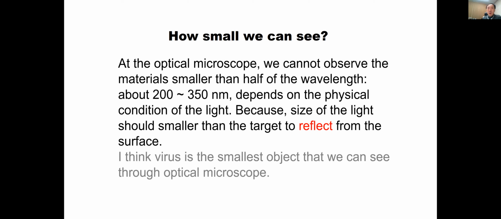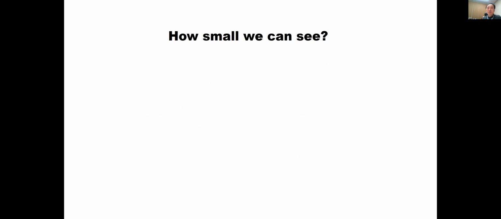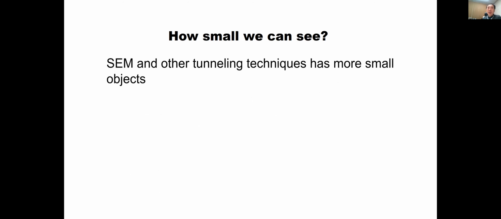So one of you said also, I think a virus is the smallest object that we can see through an optical microscope. Well, if the virus size is maybe bigger than 200 nanometer, in the ideal case, if the alignment of the microscope is really good, maybe a big virus you can see. But if it is below 200 nanometer, if it is 100 nanometer, it's almost impossible to see the virus. And some of you also said SEM or other tunneling techniques can see smaller objects. Yeah, that's true.